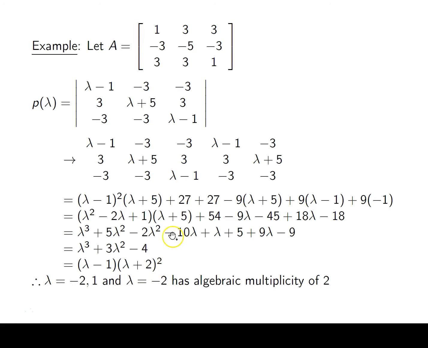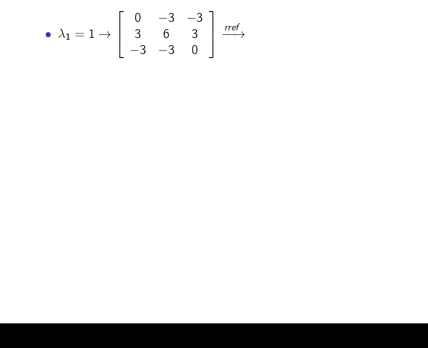If we were doing really large matrices and this was like lambda plus 2 cubed, it would have algebraic multiplicity of 3, right? So the multiplicity is just how many times that root appears. These are my roots, and that is the multiplicity that shows up for each root. So now that I have the eigenvalues, again, we have to find the eigenvectors, okay?